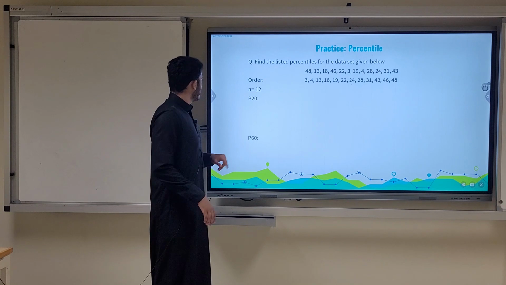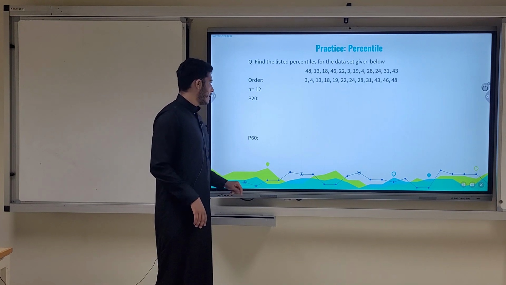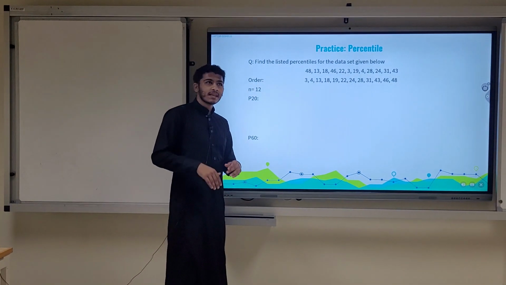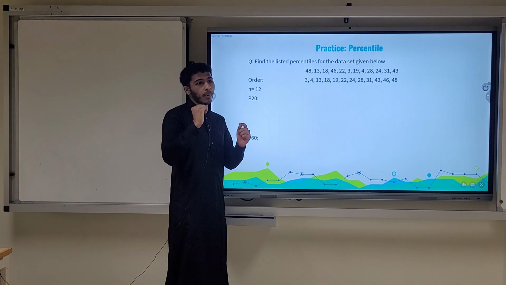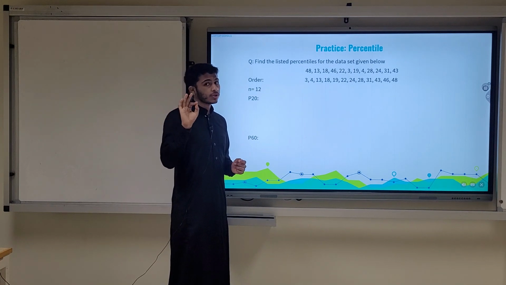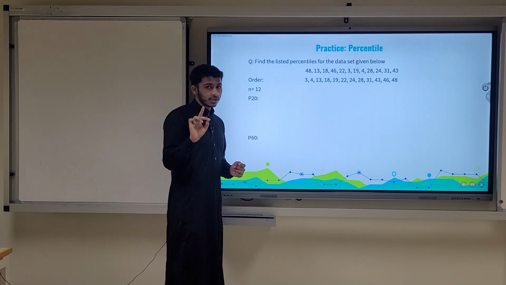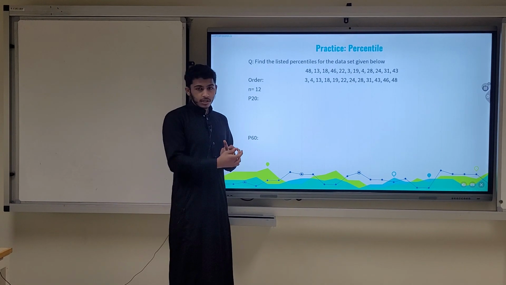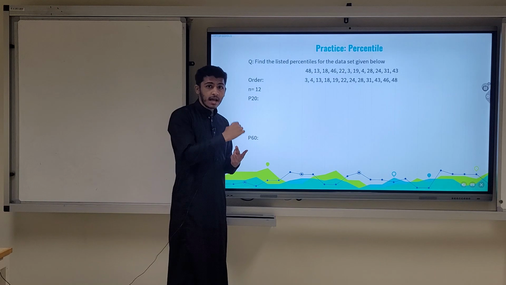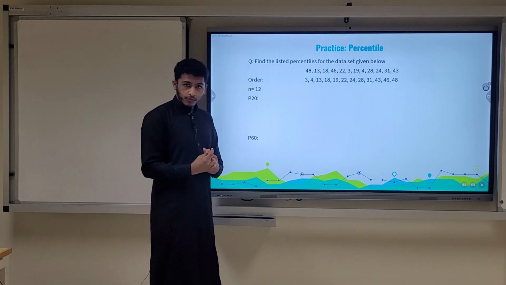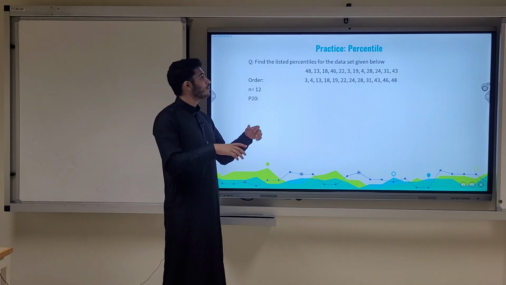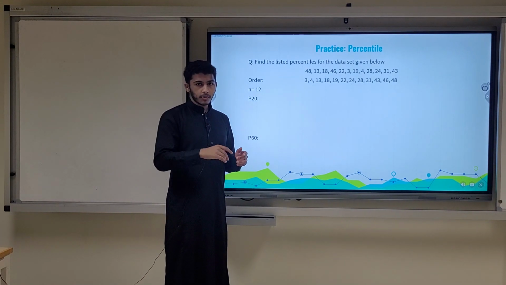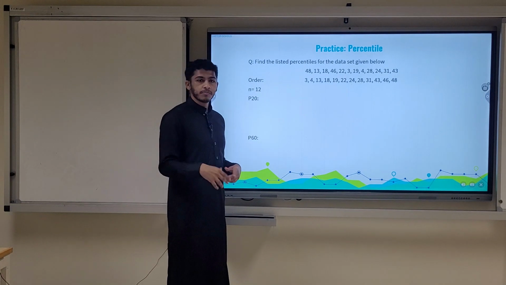Now, let's find the 20th percentile and the 60th. For the 20th percentile, we've seen the formula: k over 100 multiplied by n plus 1 gives the location. First find the location, then find the value, both for quartiles and percentiles. For the percentile at 20, the location is 20 over 100 multiplied by n plus 1, which is 12 plus 1, which is 13.